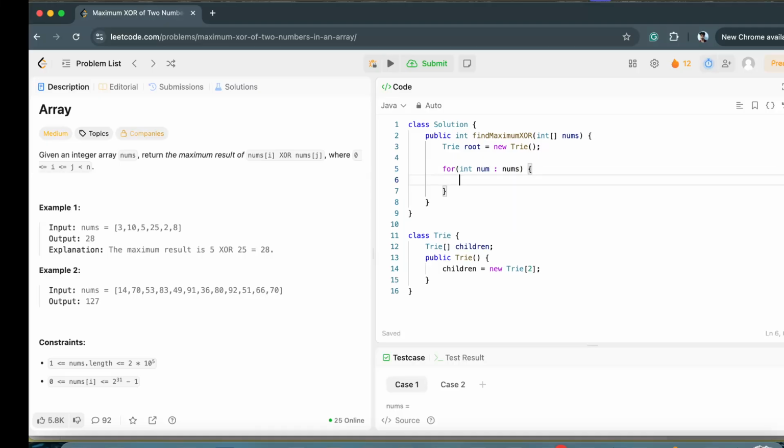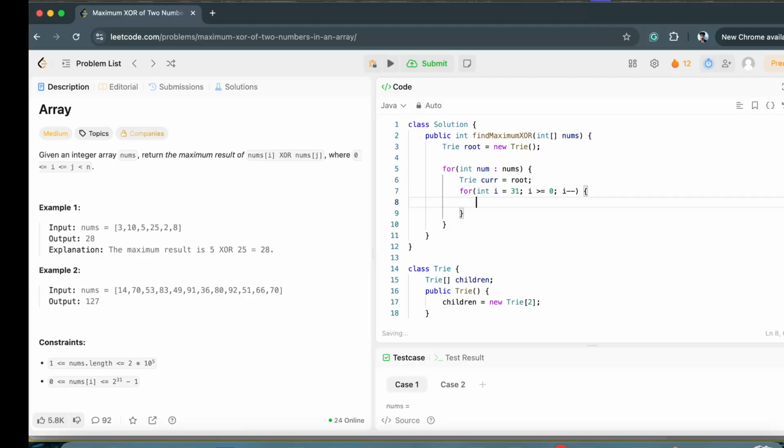Let me define current as equal to this root. From this root only, we have to fill these numbers we are getting into the try. Next, a for loop: for i equals 31, i greater than or equal to 0, i minus minus. We are checking from the 31st bit down to the 0th bit, whatever bits are available in this number, which we have to add into the try. The nums are clearly mentioned as integer max value, so that is how far the number's value goes.